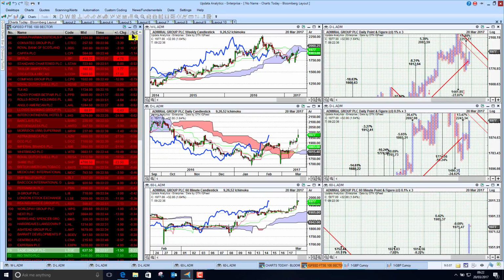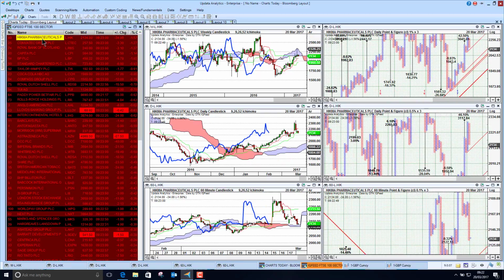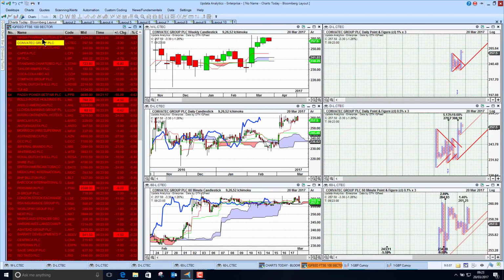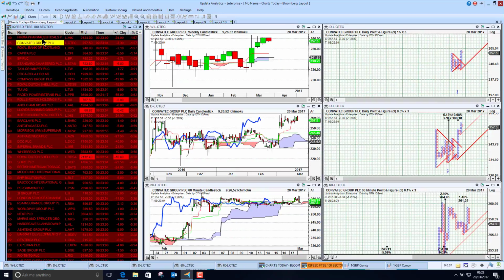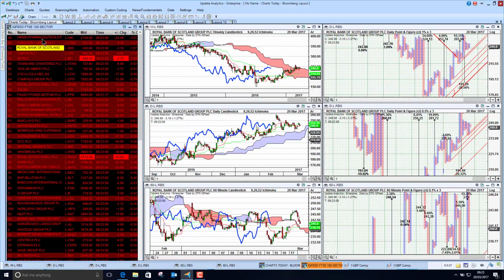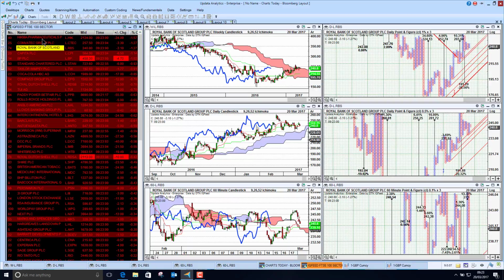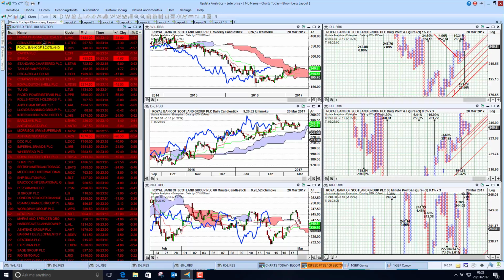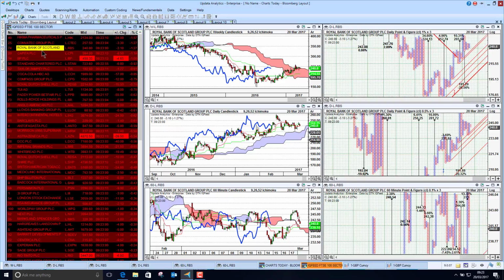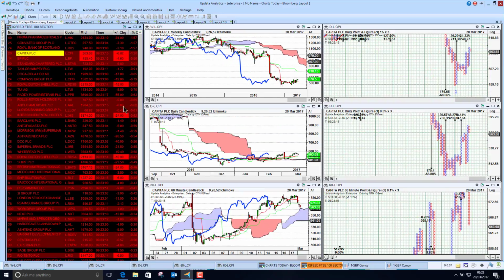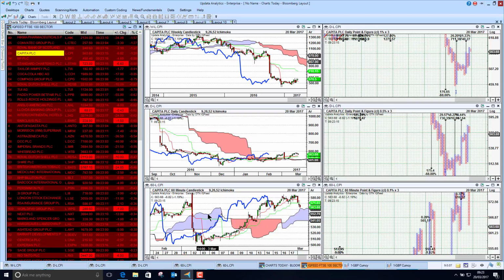Just looking at the laggards, we've got Hikma Pharma, that's down. Convatec, Royal Bank of Scotland, just down again this morning, down 1.2%, and Capita. So we are just seeing quite a few laggards, and that's giving us a mixed picture on the FTSE.